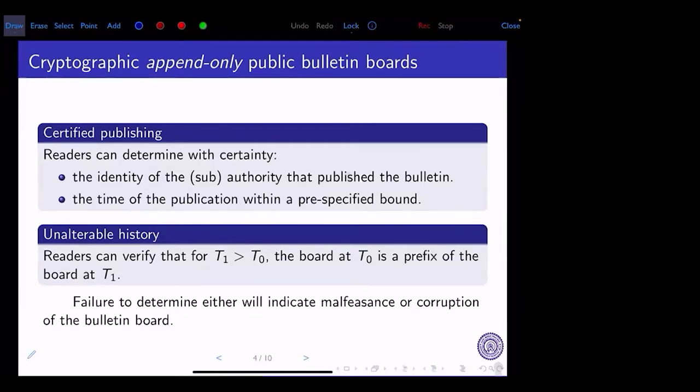And what does it mean? This is called immutable in the language of blockchain, or non-reproducible. So any reader can verify that at times T1 and T0, T1 greater than T0, the board at T0 is a prefix of the board at T1, which means that nothing has got deleted or altered, but something has got added. Right? As time progresses, things can only get added. That's the append-only property. And failure to determine either will indicate malfeasance in the process of the Election Commission of India or corruption. Right? So this is the notion of a public bulletin board. It's a very well understood cryptographic system that is probably 30, 40 years old.